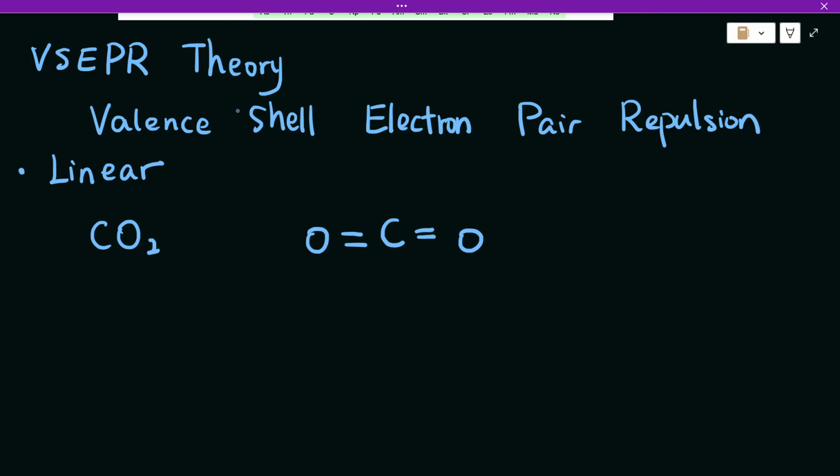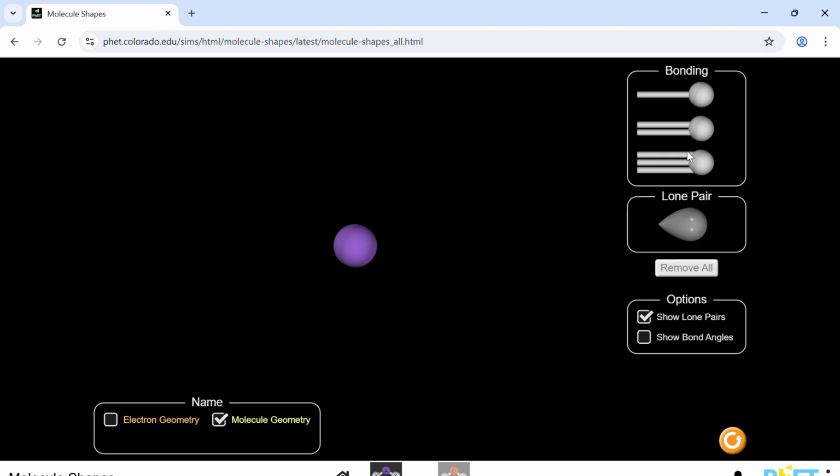So we can see that in this case, we have 2 double bonds, and we actually have a few lone pairs on both sides. So they want to position themselves as far from each other as possible. So the way that they can do so is to form an angle of 180 degrees. And we can visualize this in this simulation, just like this. So this is a 3-dimensional model for carbon dioxide. And we can see that it's a straight line.